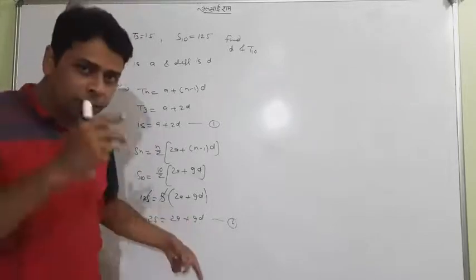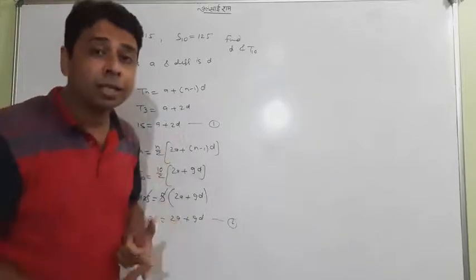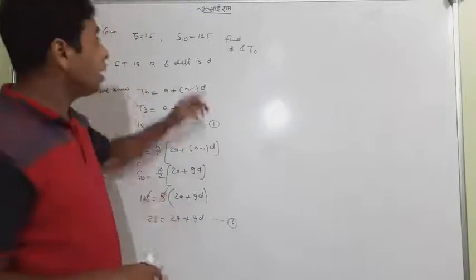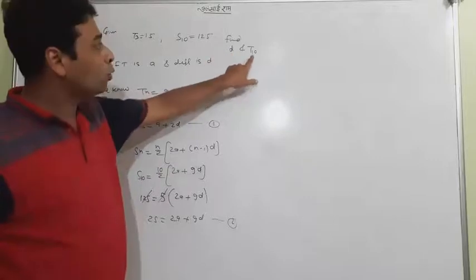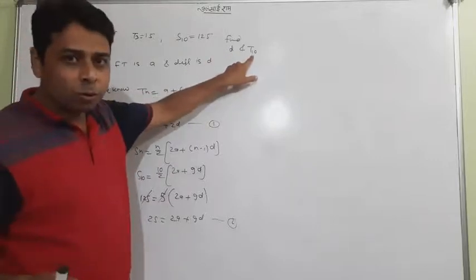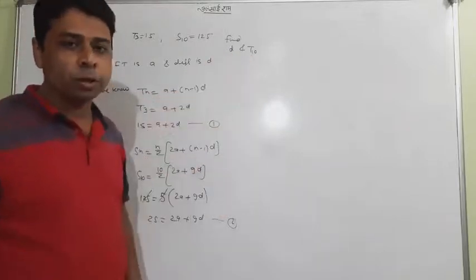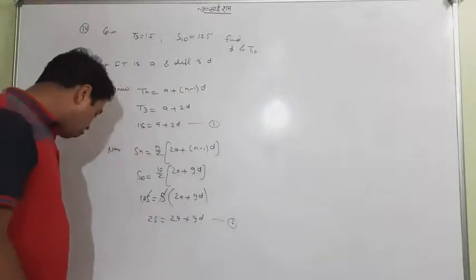Write them one below the other. Use the elimination method, find a and find d, and after finding d and a you can find T10. T10 equal to a plus 9d, as I have already told. So okay, this was the question, student.